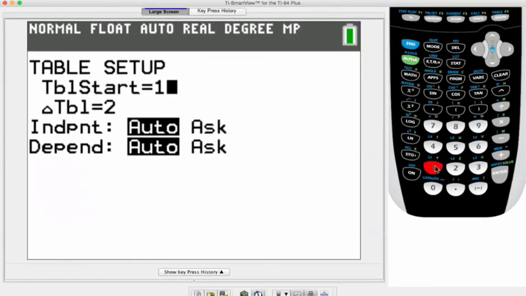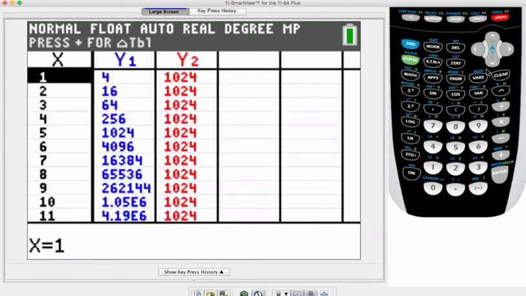I'm going to start at 1. I'm going to go in increments of 1. And let's keep the independent and the dependent on the auto feature. Let's go to second table. And we can see right there what the solution is. X equals 5. So we have the solution to the problem.